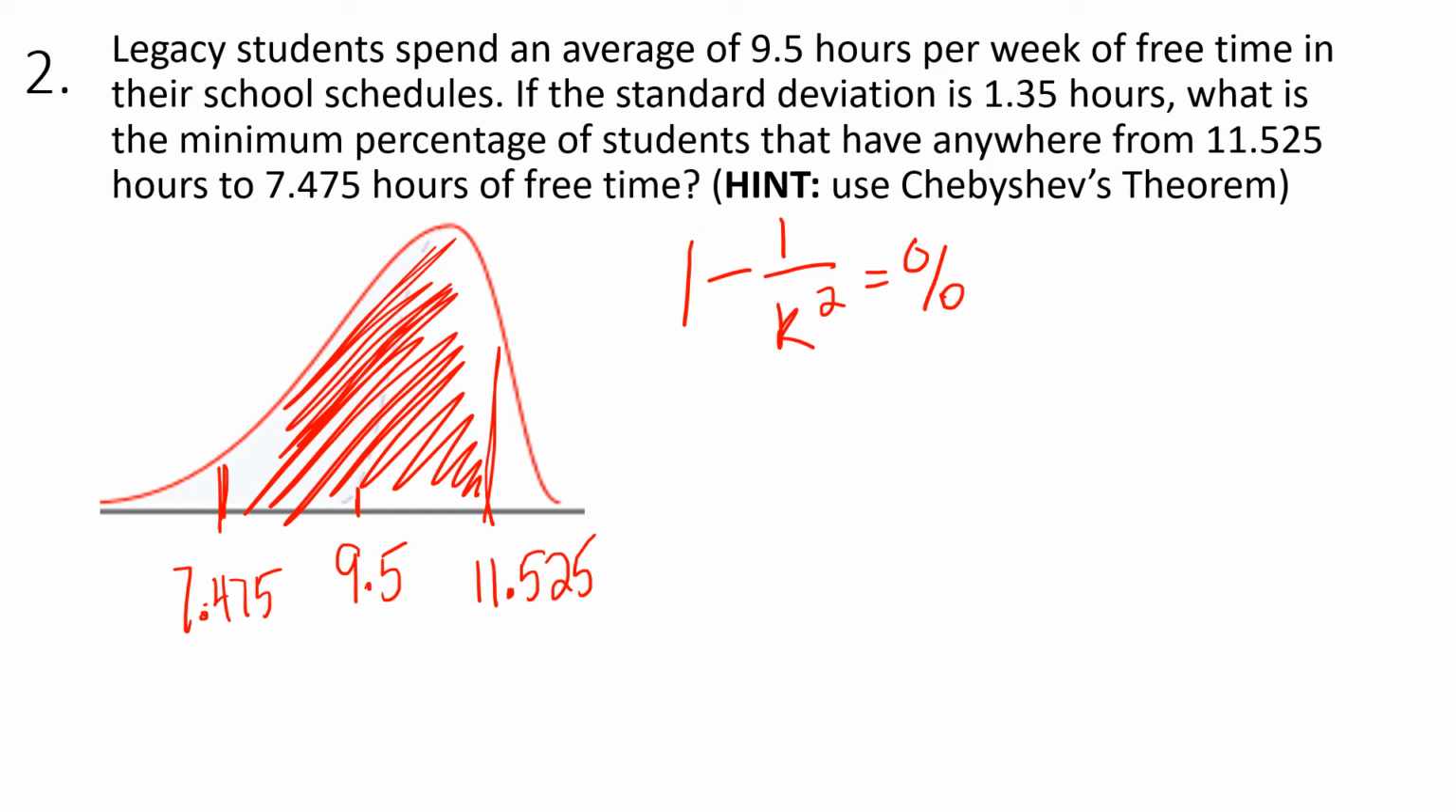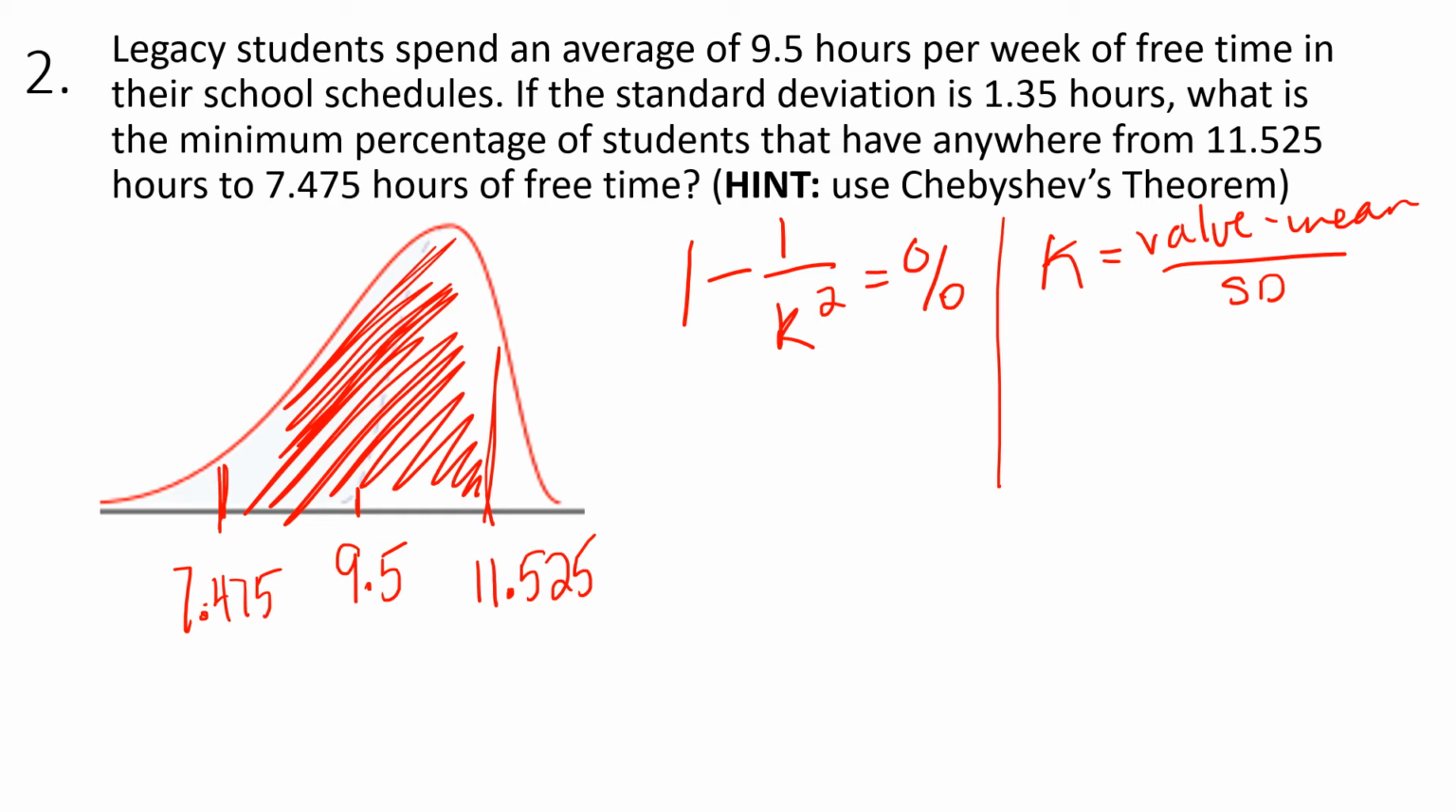I was given a range. So remember, we have to use another formula called k is equal to the value minus the mean divided by the standard deviation. And that's how we developed the z-score. Sorry, that's a bad k here. I'll rewrite it. So k is equal to the value minus the mean divided by standard deviation.